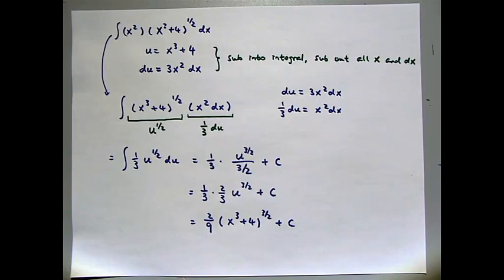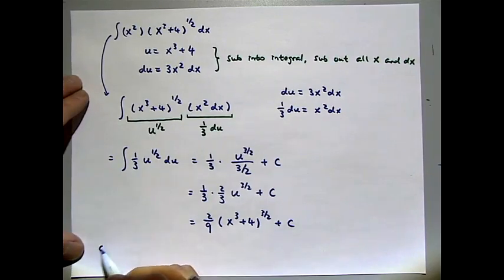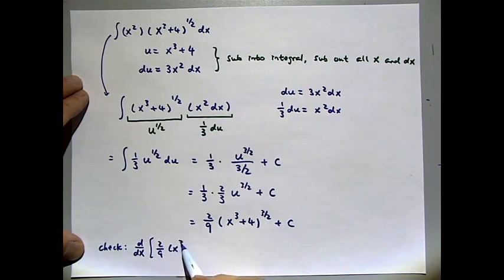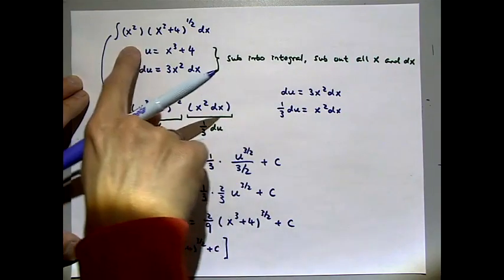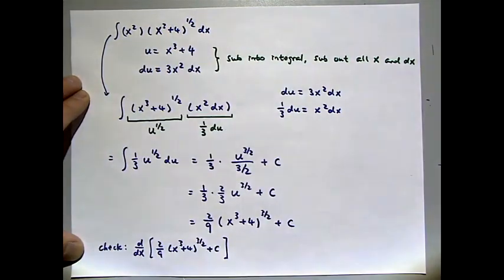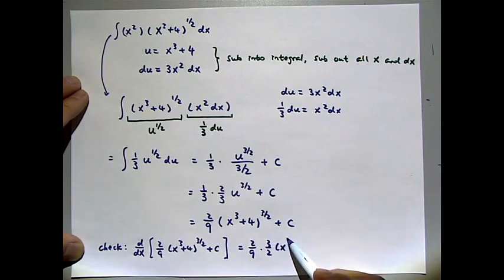And of course, you can always check, right? It's a very, very simple thing to check. Let's take the derivative of what we just got. We better get x squared times (x cubed plus 4) to the 1/2. So let's see, we get 2/9 times 3/2 (x cubed plus 4) to the 1/2 times 3x squared.